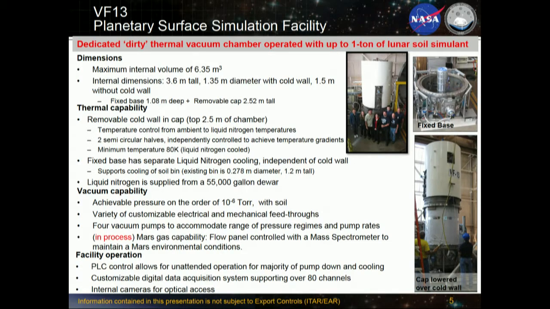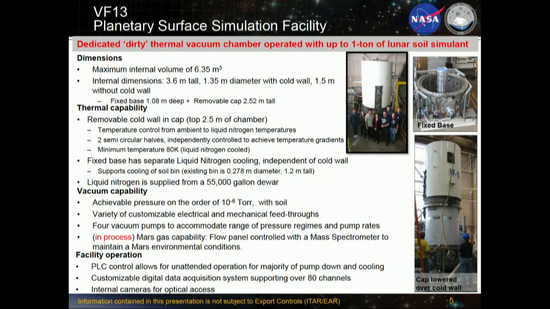The soil bin is in the center, and then we load it up with the cap and the cold wall. So it's got a cold wall cooled by liquid nitrogen. So this lets us chill the hardware to temperatures between atmospheric and liquid nitrogen temperatures. And then it's got a separate liquid nitrogen source, which we wrap around the soil bin so we can cool the soil down to those temperatures as well. We can achieve pressures on the order of 10^-6 torr with soil in the chamber. So this is lunar relevant, not quite as low as real lunar conditions.